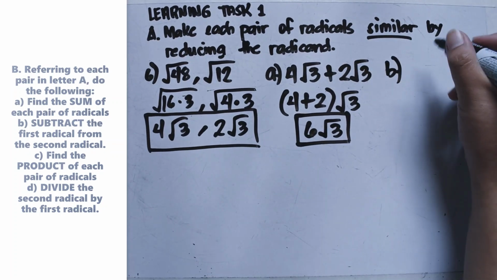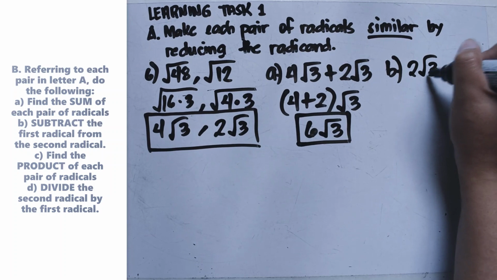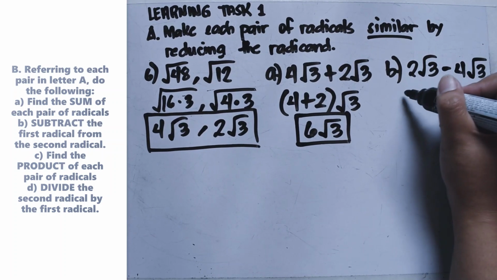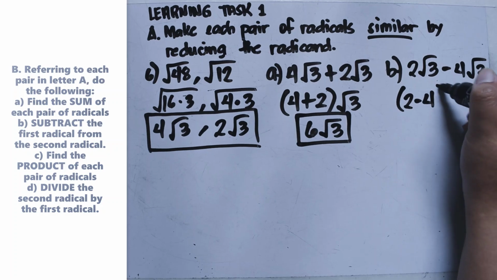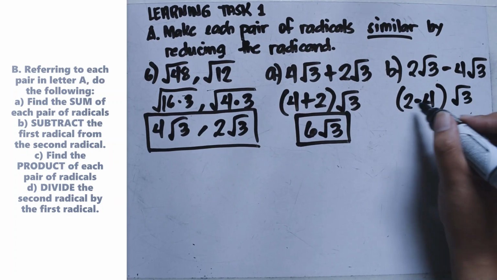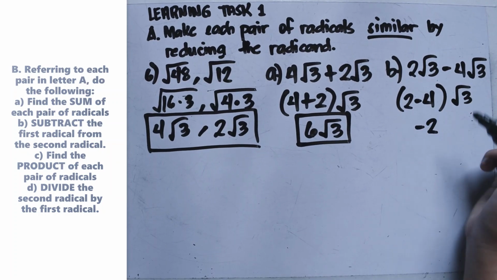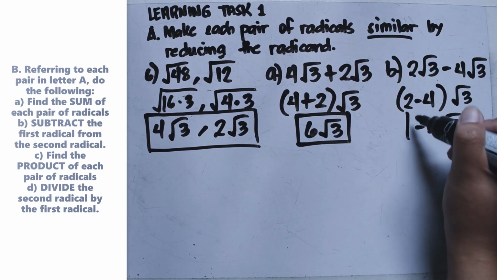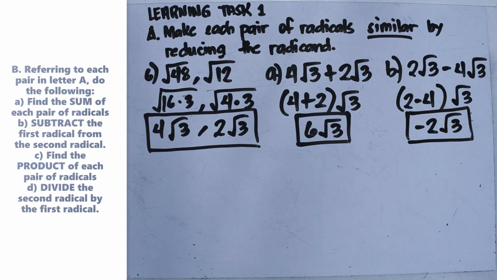So, letter B na tayo. Letter B, syempre, subtract daw natin. We have 2 square root of 3 minus 4 square root of 3. Subtract the numerical coefficient. We have 2 minus 4 and then just copy square root of 3. 2 minus 4 is negative 2. Negative siya guys kasi mas malaki si 4. So, negative 2, then copy square root of 3. Ito na po yung final answer natin sa letter B ng number 6.